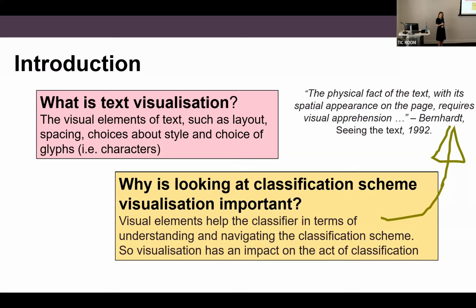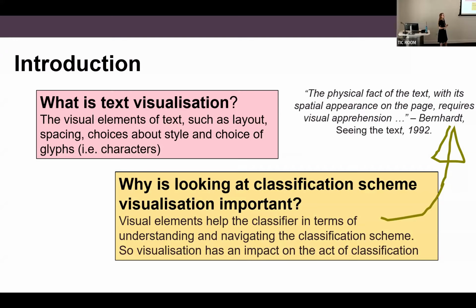Why is this important? Apart from being a niche interest of mine, why am I standing here? Well, I think this quote from Bernard is really, really useful. Bernard says, "The physical fact of the text, with its spatial appearance on the page, requires visual apprehension." So that's a general book about visualization. What does that mean for my classification schemes?